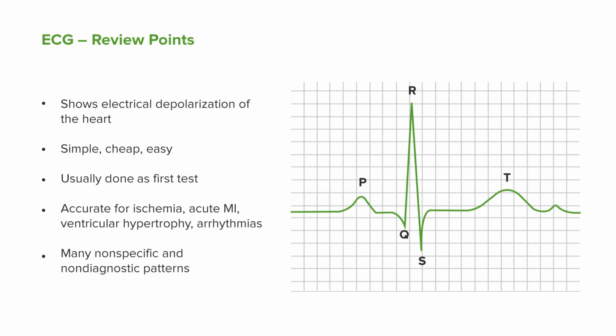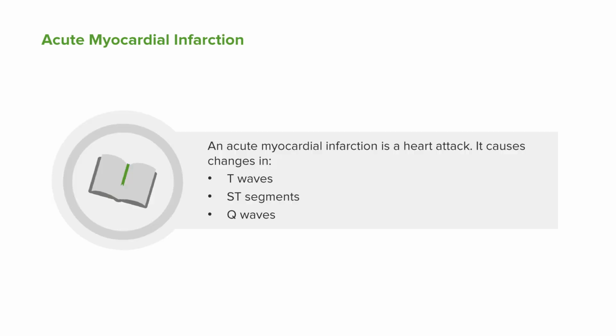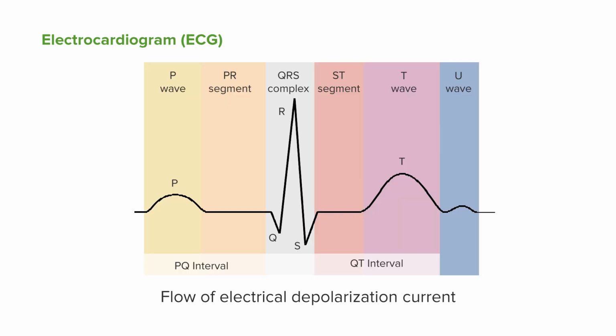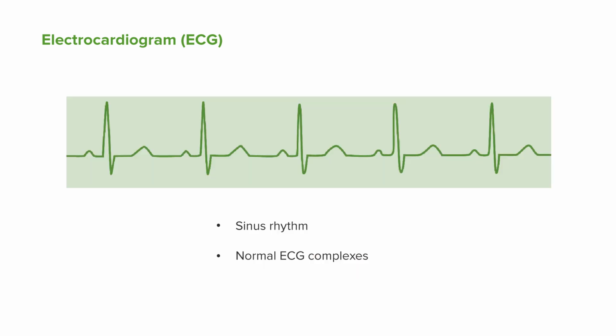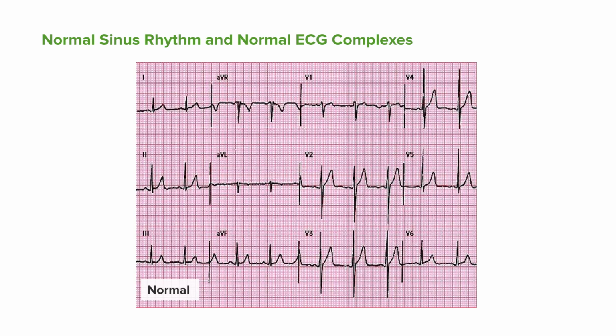So what does the ECG show? The ECG will show changes in the T waves, ST segments, and the Q waves. Which lead of the ECG is showing this will localize the MI. So this is the normal flow, a normal sinus rhythm of the ECG. Now look, this is the normal rhythm. We can see everything is normal over here.